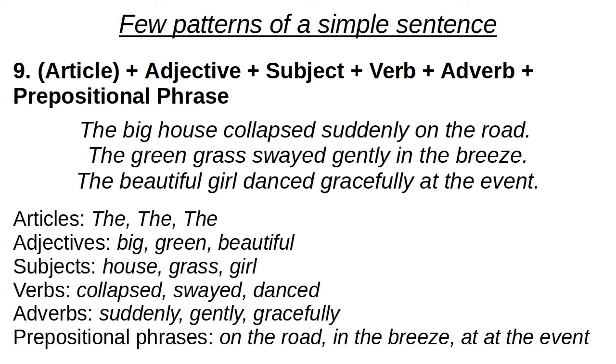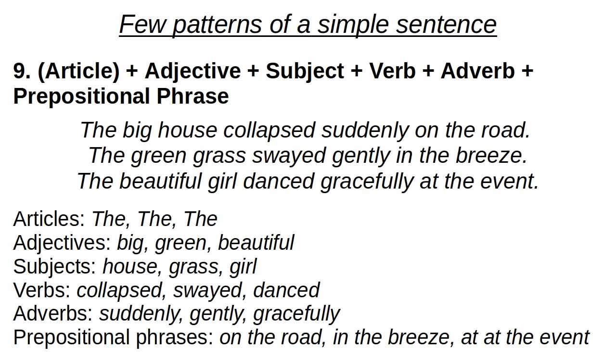Why is it a prepositional phrase? It's a phrase. Phrase is a group of words. It is a prepositional phrase because it has a preposition in it and it starts with a preposition. On, in, at, these are all prepositions. So it's a prepositional phrase. If it consists of nouns, then it is a noun phrase. If it consists of verbs, then it's a verb phrase. Here it is a preposition, so it's a prepositional phrase. On the road. So the big house collapsed suddenly on the road.